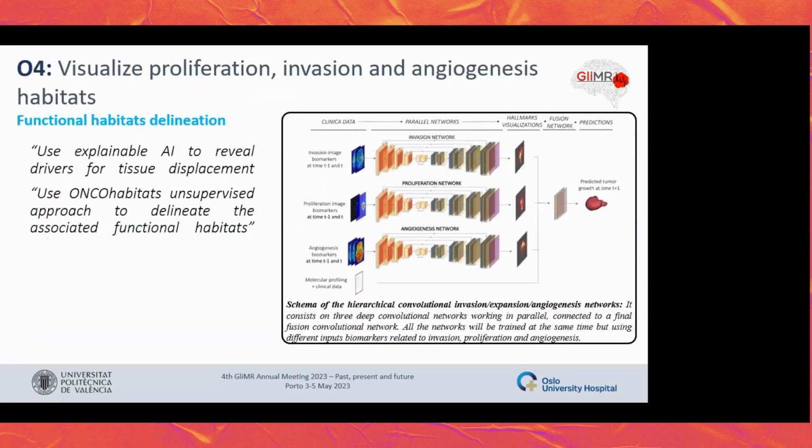Then after that, we wanted to analyze this model to try to differentiate which kind of information leads the model to a prediction. If we apply some kind of explainable AI, the idea is to understand which information creates which response, and then try to differentiate the influence of proliferation, invasion, and angiogenesis on this growth.